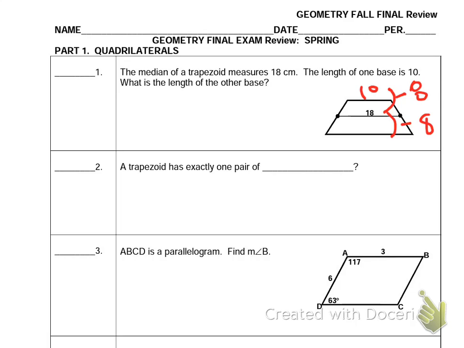Number 3, ABCD is a parallelogram. Find angle B. Well, in a parallelogram, there are certain properties that it has, and one of them is that the angles that are opposite each other are going to be equal. So A and C are going to be equal, as well as angles D and B.